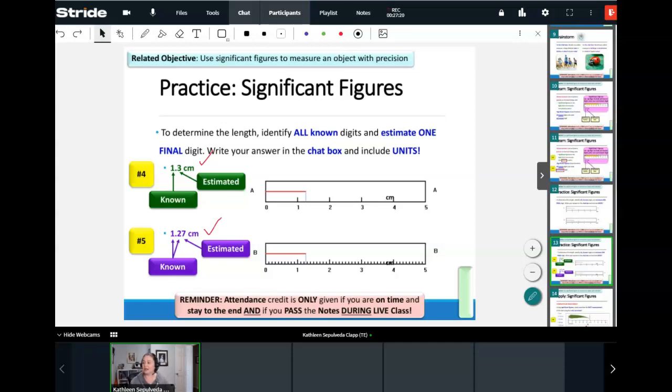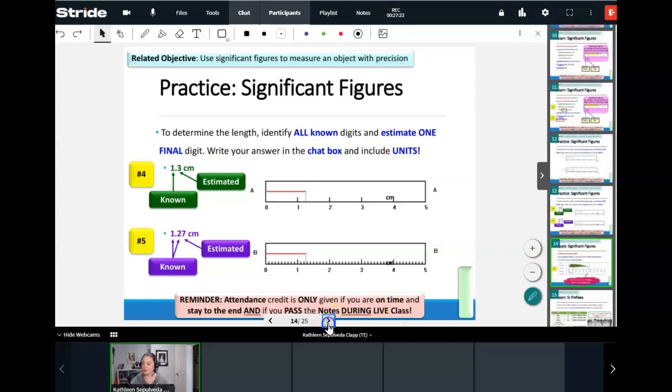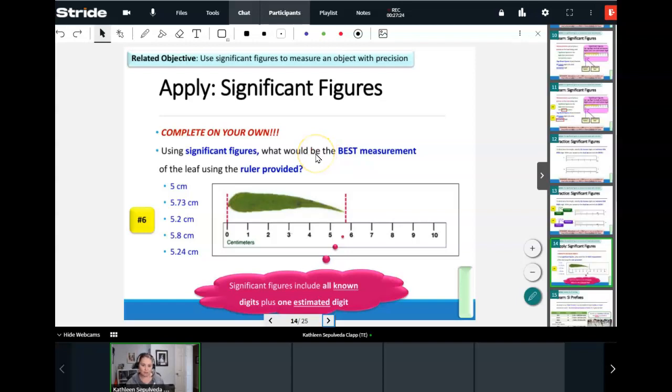Let's go ahead and clear these out and do another practice here. We're going to actually complete this one on our own, but I'm going to help you out, okay? So first of all, we're going to use significant figures. What is the best measurement for this leaf provided on this ruler? Okay, so let's go ahead and take a moment here and look at this. I know it says complete on your own. Usually we do this on your own, but I wanted to make sure that you understand this. So what is my known factor? What is my known digit?